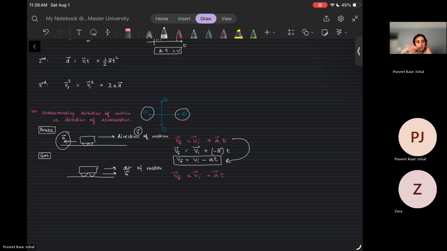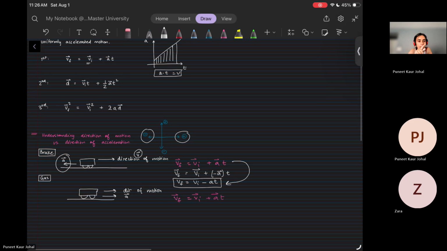And they would call this the fourth equation. But instead of memorizing all this, I think just remember the three equations with positive signs and then think about the directions and change them accordingly as you go. Does that make sense? Yeah, it's fine.